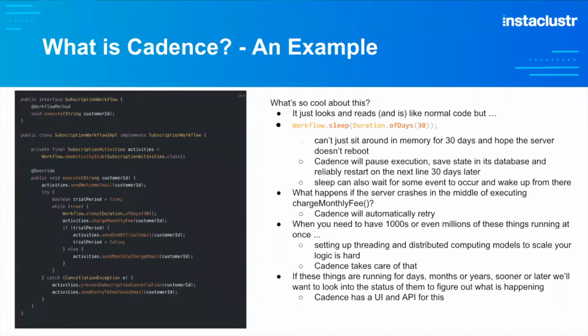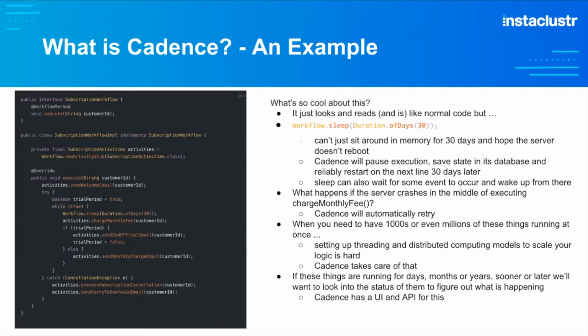If you look in the execute method there, it's sending a welcome email and then getting into a loop of waiting for 30 days and then charging the monthly fee. If it gets to the end of the free trial period, it sends an email. If the subscription gets cancelled, it deals with the cancellation. What you'd imagine a fairly normal business process for managing any kind of subscription might be. And that code that you see there is really just expressing the logic of that workflow. There's very little complexity in there to deal with any failures or any of those kinds of things.